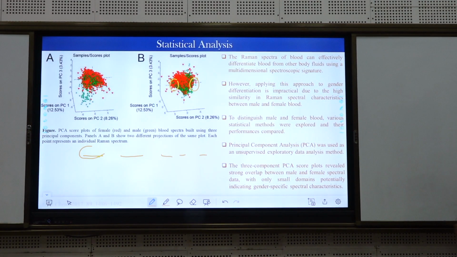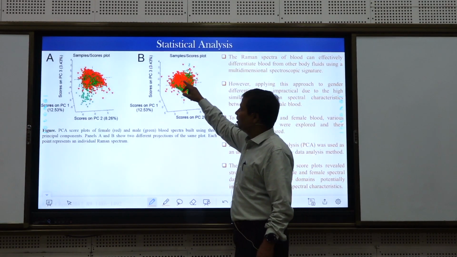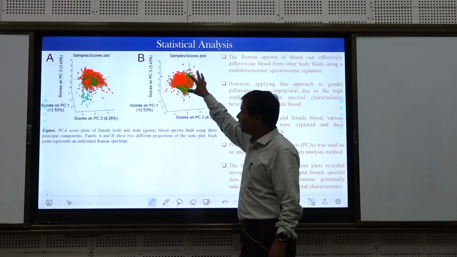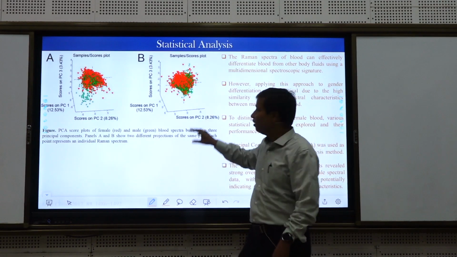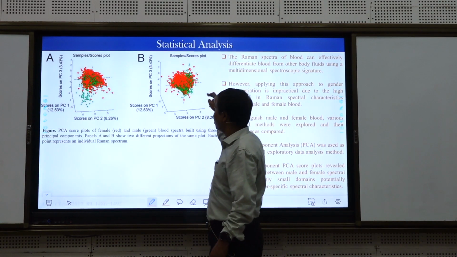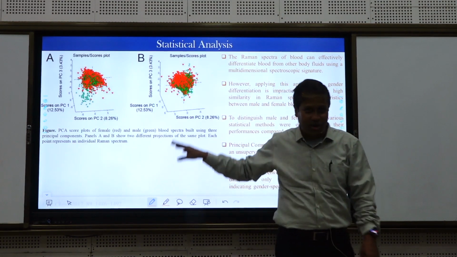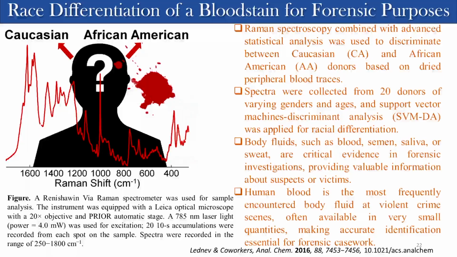And statistical analysis says that for male or female, this red one is probably female, male and female spots are almost in the same place. So it is not distinct. If red is here and green is here, then you can tell it is distinct. So this is not distinct, and it is difficult to do separation based on this data.